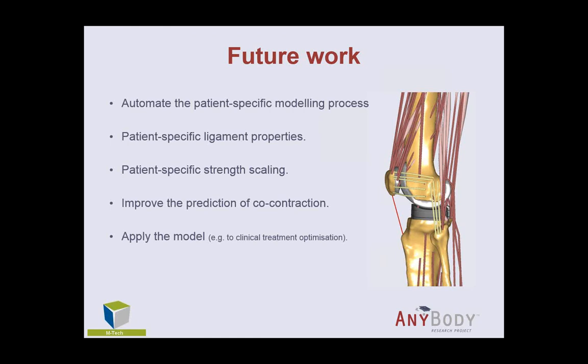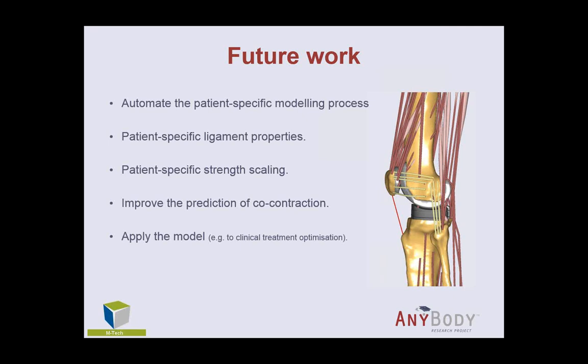And of course we saw that we could generate a patient-specific model, but it was not easy to do, so we need more work there in terms of automating this process. Future work: automate the whole process of patient-specific modeling, which we need if we want to apply something like this in clinics. For the ligaments, as they didn't do any laxity tests on the subjects, we just adopted values from the literature, and again in clinics we would need patient-specific ligament properties, so assessment of that.